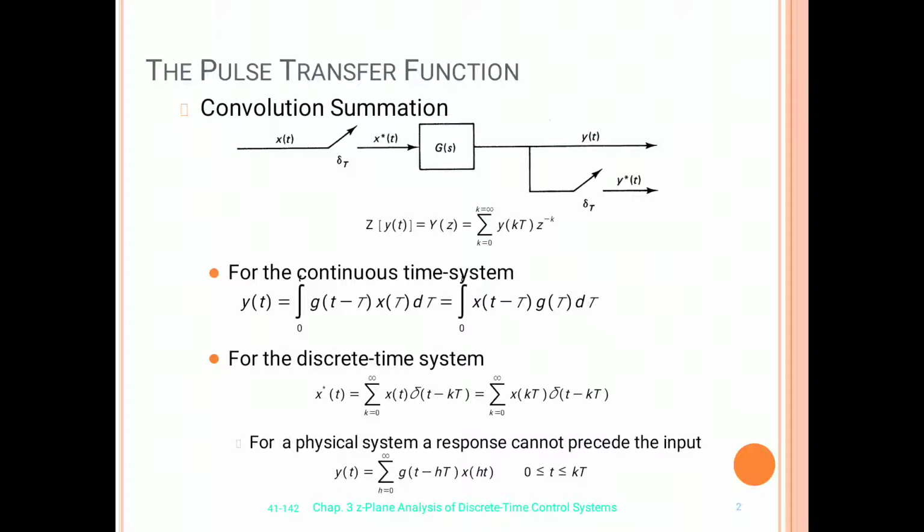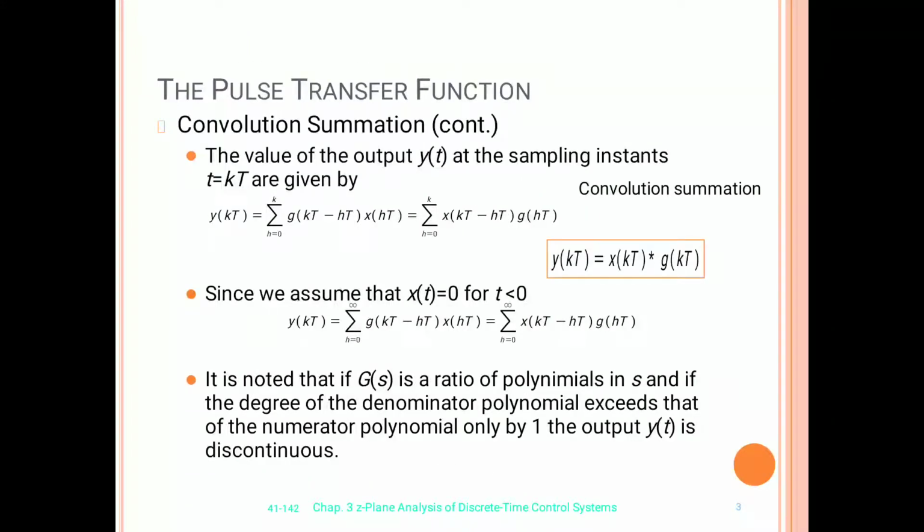First of all, we'll see some of the properties of the pulse transfer function. The convolution property: x of t, then the switch, then the sampled signal, represented by x star of t, also called a discrete sampled or discrete signal. Then g of s is our gain, and y of t is our output signal, again shown with the help of the sampled signal y star of t. So this is the property regarding convolution with the pulse transfer function.